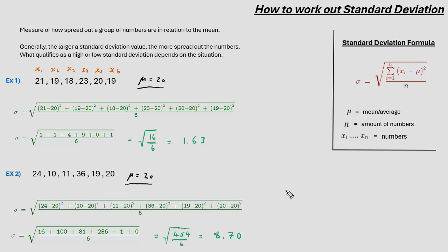So this is a basic run through of how we can work out the standard deviation and why its value can vary in different sets of numbers even though the mean value can be the same.